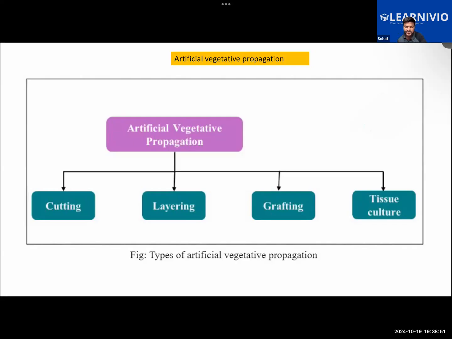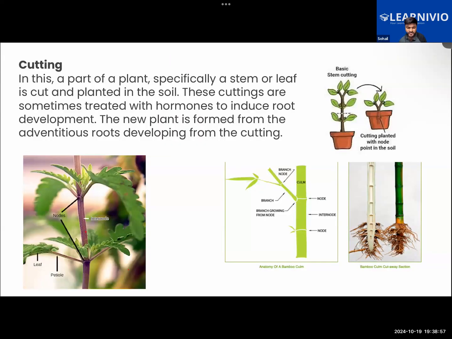In the previous class, I also think I dropped it, and you will be noting it down from there after the class. So the first type of artificial vegetative propagation we are going to learn about is cutting. In the method of cutting, we will take a part of the plant. Specifically, we take a part of stem, or in some cases, a part of leaf also. But in the majority of plants, we take the stem, and this stem will be planted in the soil.